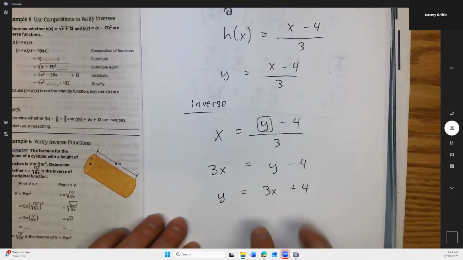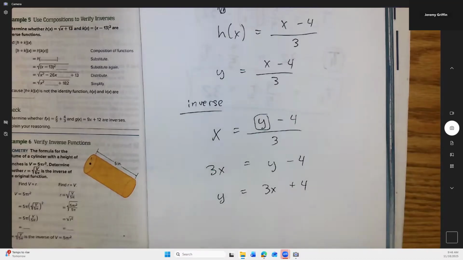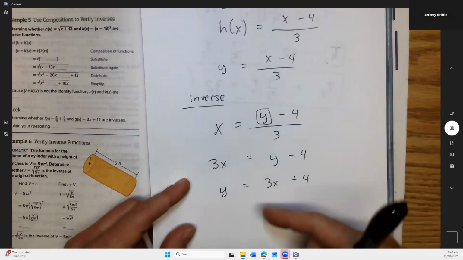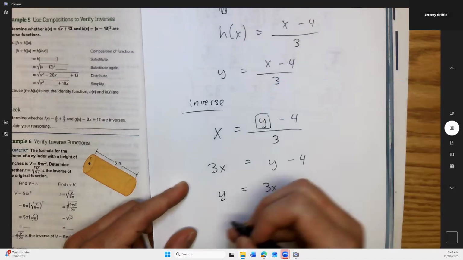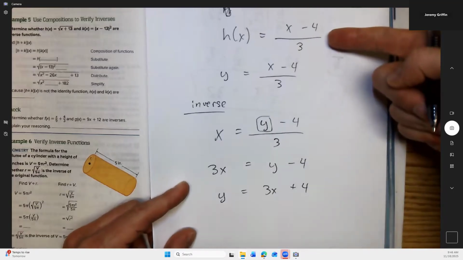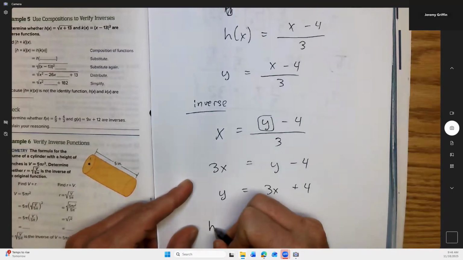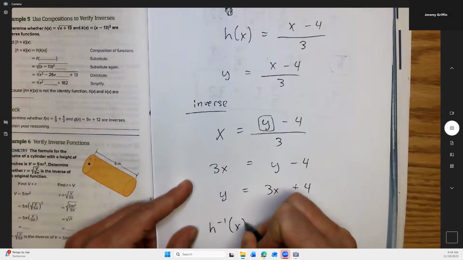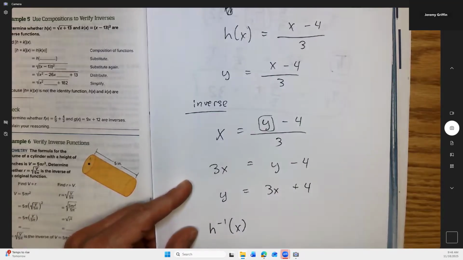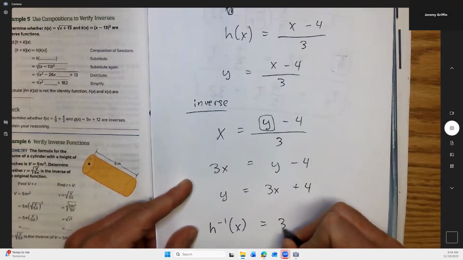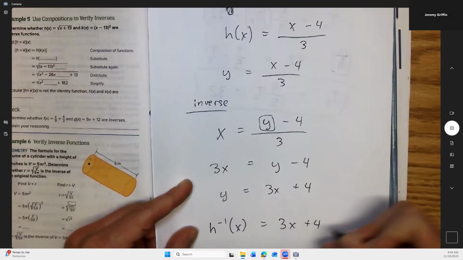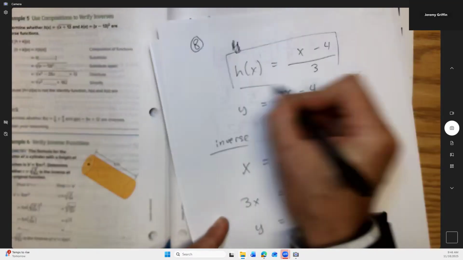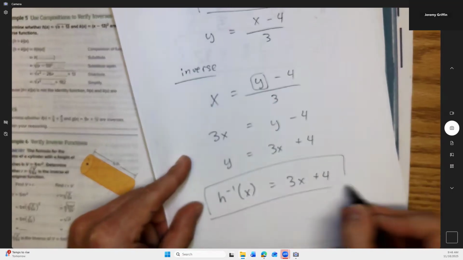And that's the inverse relationship. If I want to, I can write this with this notation. Remember how the original expression was h of x? Well, I can write this as h inverse of x. When you put that -1 superscript, it doesn't mean to the power of -1. It's just notation for inverse. And in this case, it's 3x plus 4. So here's your original h of x, and here's h inverse of x right here. You see that?